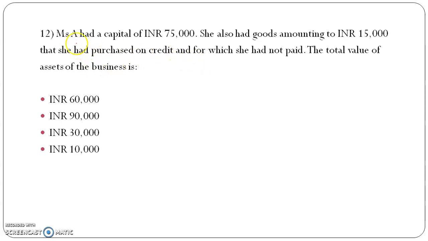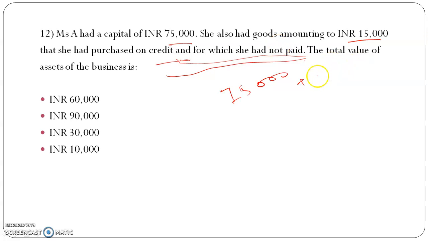Next, Mr. A had a capital of rupees 75,000. She also had goods amounting to 15,000 that she had purchased on credit. So you can understand that she purchased on credit, that means liability, for which she had not paid, because it is already said she had purchased on credit for which she had not paid. The total value of assets of the business? So capital, you can easily understand, capital is 75,000 plus 15,000 she has purchased on credit, that means it is liability. So assets are what? Capital plus liability. So the correct answer will be 90,000.